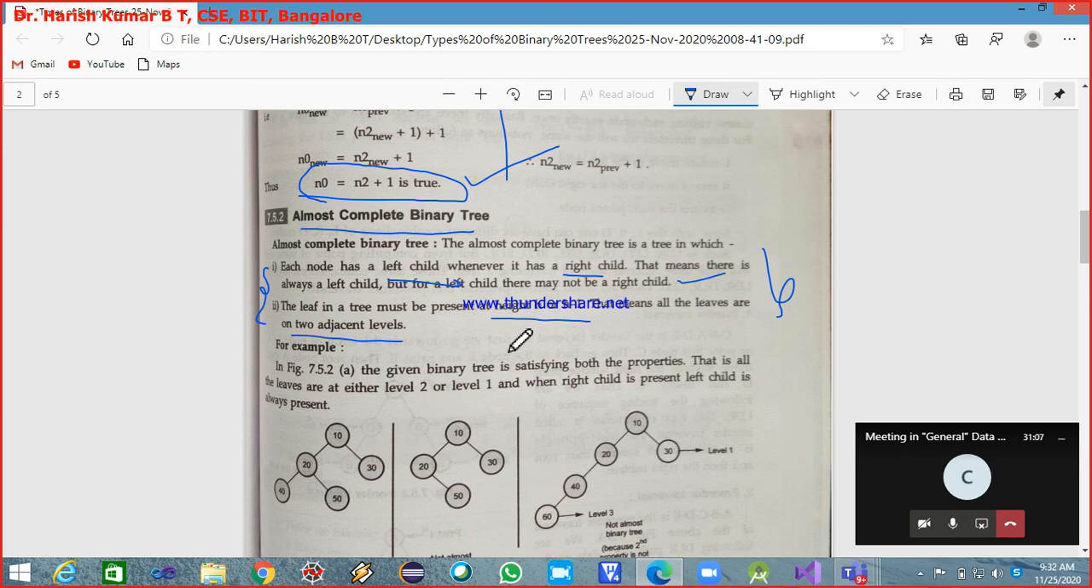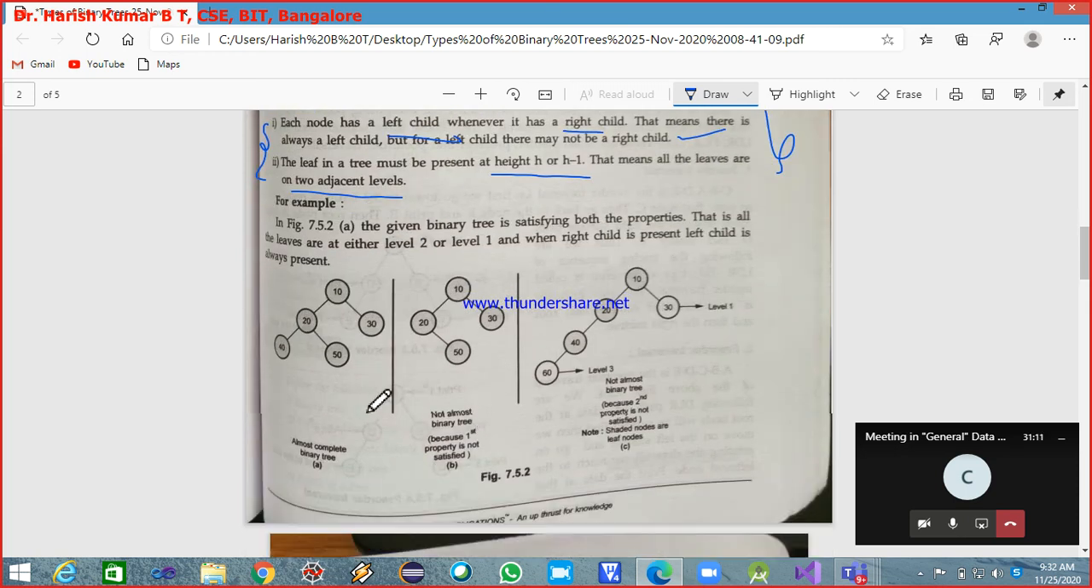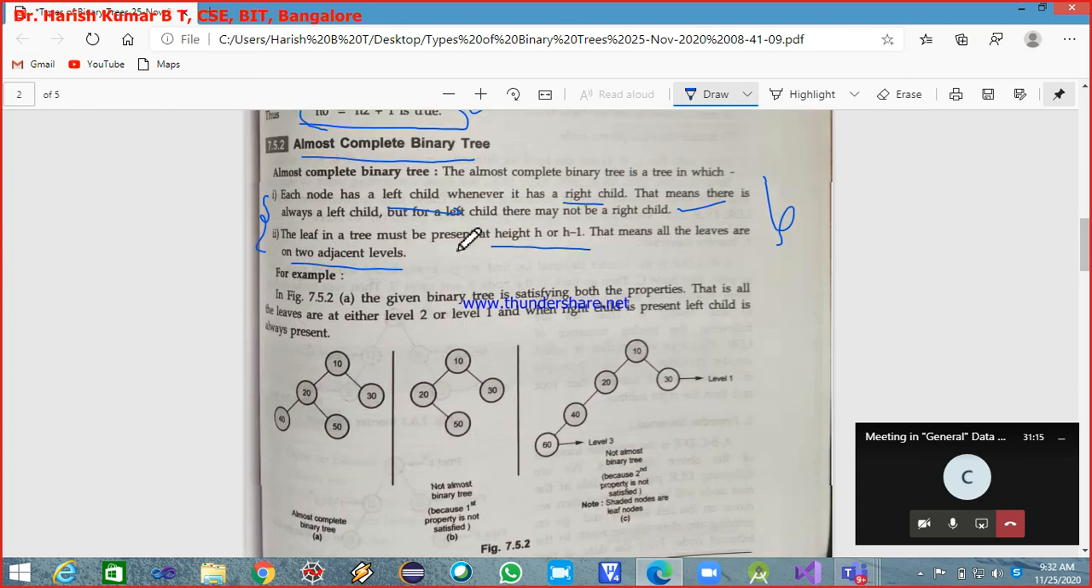Okay. Now look into these examples. We have 3 examples here. Just look into this first example and tell me whether it is satisfying both the constraints.